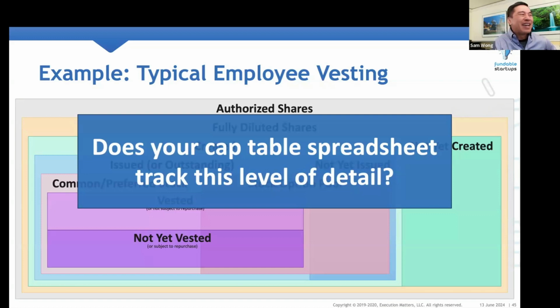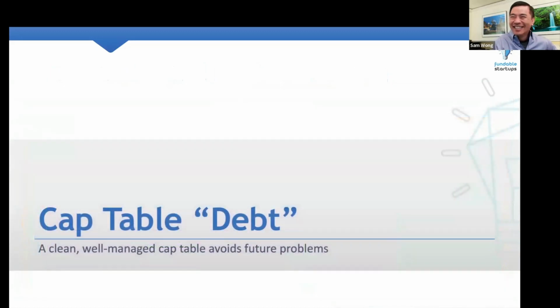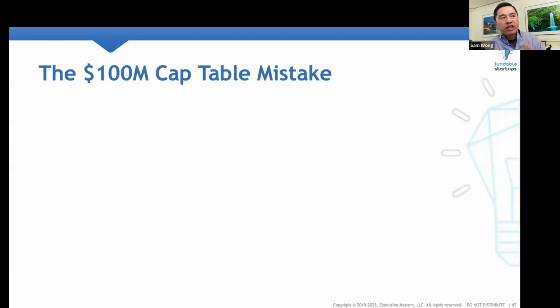Okay. And so you get the idea. This is a lot more complex than meets the eye at first glance, which is why the concept of cap table debt is important to touch upon.